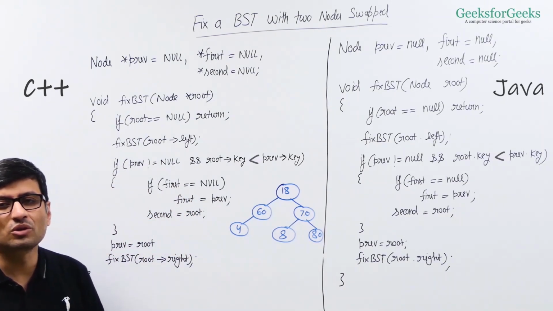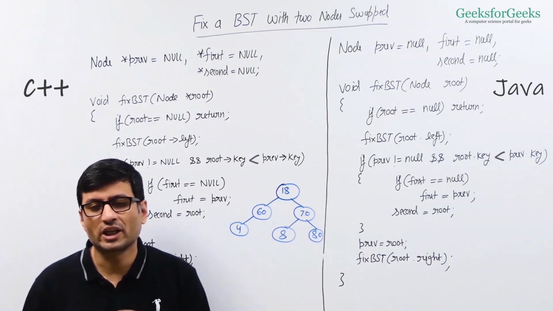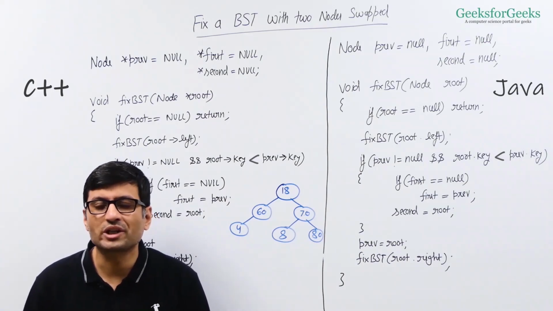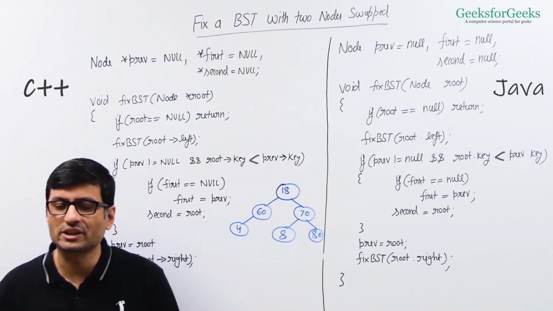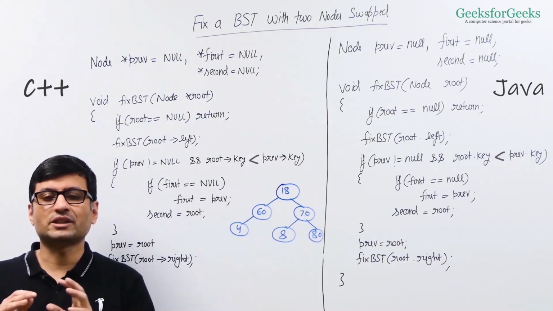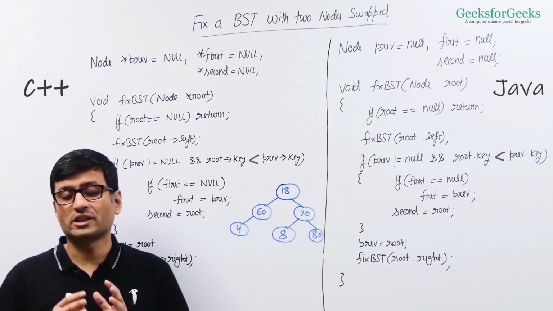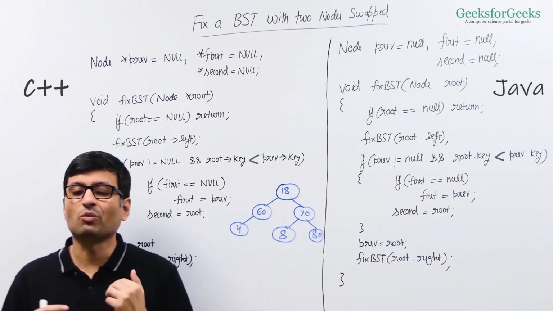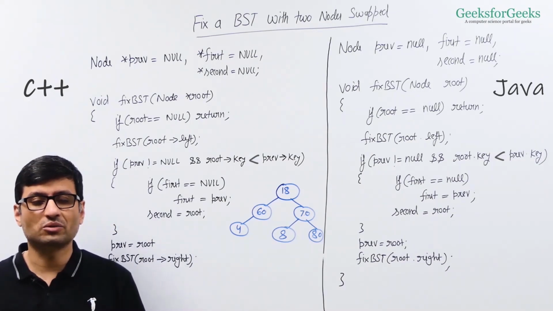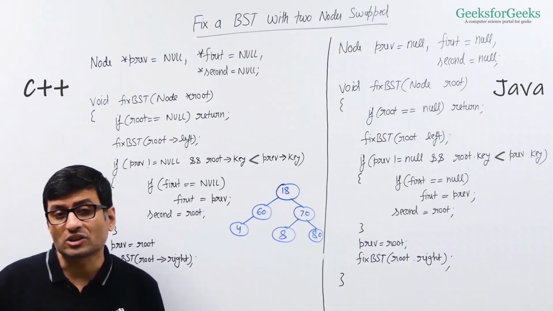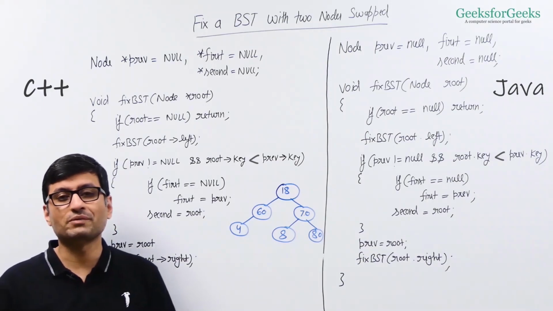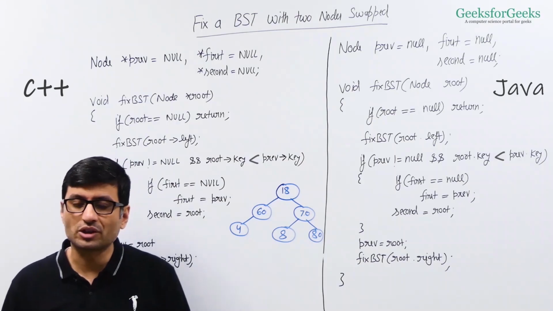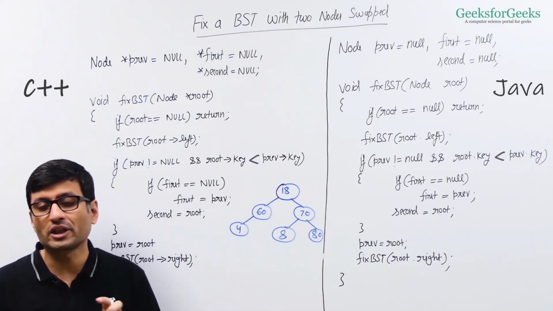What are we doing in these two codes? We are simply doing an in-order traversal. While doing an in-order traversal, if we see a violation, we follow the same array-based approach. If first is null, then we set first as previous, and we always set second as the current node, right? Since it has to be an in-order traversal, we need to traverse the left subtree first, then we need to check for the current node, and then we call for the right subtree.